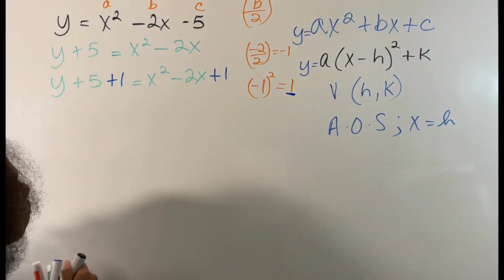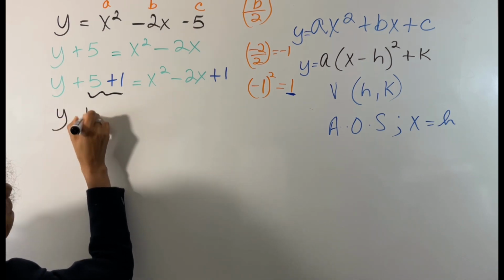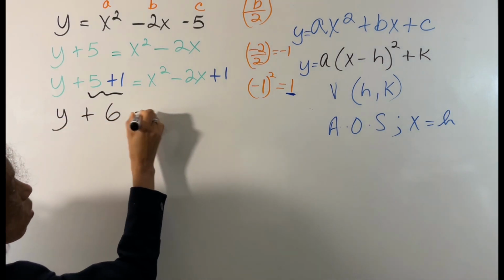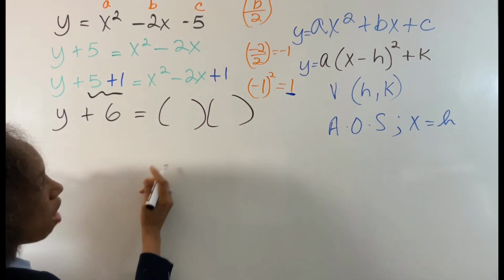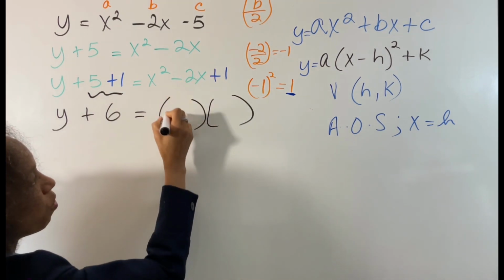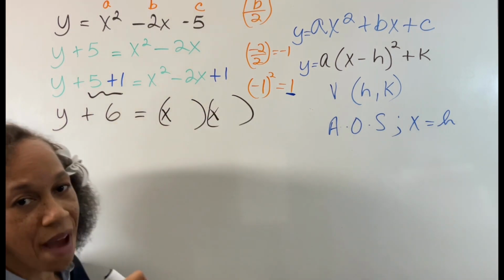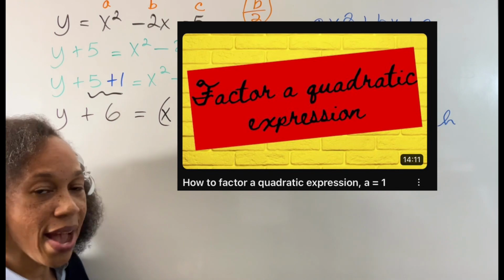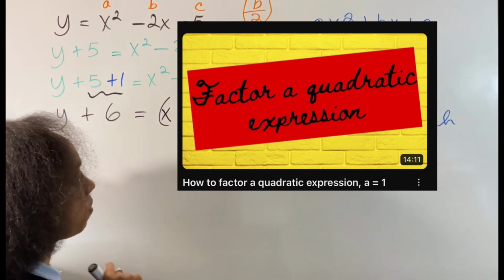So I have to combine my like terms. So I will now have y plus 6 equal, we need to simply factor this out. And to factor this out, we will have two sets of binomials. If you don't remember how to factor out a quadratic equation, you can go back and also watch my video on that to help you.